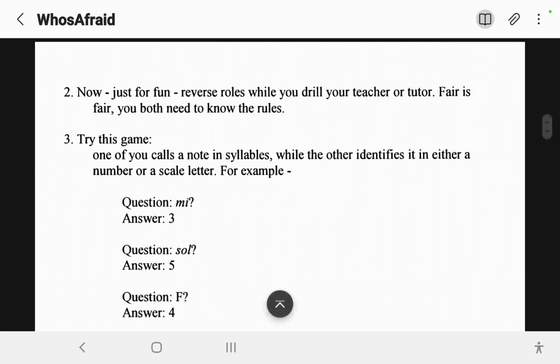Okay, so number 2 says, now just for fun, reverse the roles while you drill your teacher or your tutor. Fair is fair. You both need to know the rules.